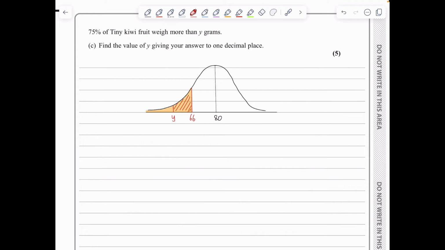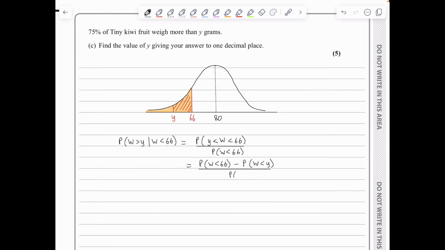In other words, the probability of W being greater than Y, given that W is less than 66, so it's conditional probability. We know for sure that it's a tiny kiwi fruit, and therefore the weight is less than 66 grams. It's going to be given by the intersection, so the probability of Y less than W less than 66 over the probability of being a tiny kiwi fruit, which is the probability of W being less than 66. I will split the inequality in the numerator, so it's the probability of W less than 66 minus the probability of W less than Y over the probability of W being less than 66.